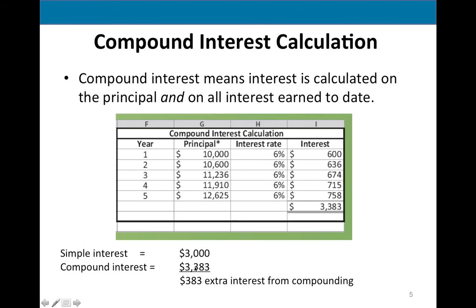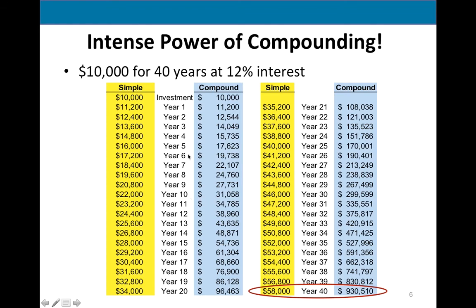It doesn't look like it's that much bigger, but right here I have a slide where you invest $10,000 for 40 years at 12%. If you look at simple interest, after 40 years, at the end, I will have $58,000. Looks good. It grew almost 6 times. But look at the beauty of compounding. If I invested $10,000 and earned the same 12%, at the end of year 40, I will have $930,510. That's a huge amount. It's just the intense power of compounding.